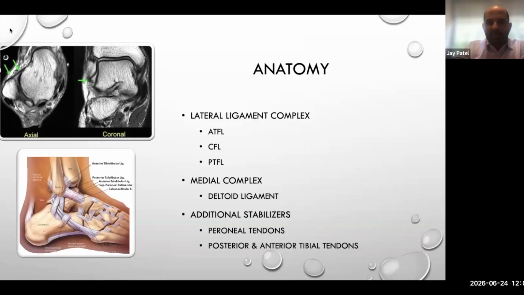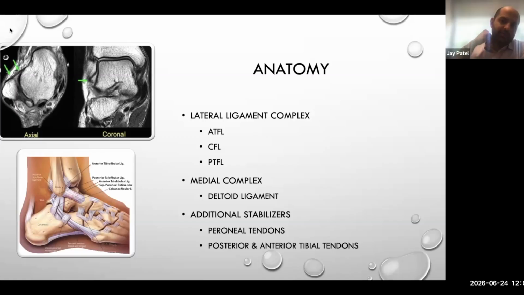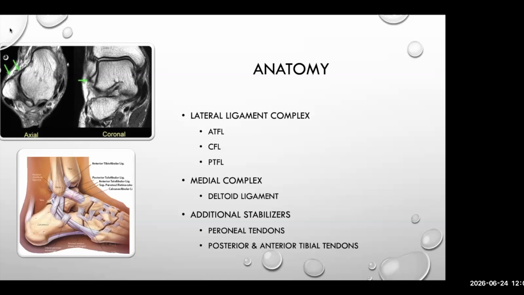Medially, you have your deltoid ligament. This has a superficial as well as deep layer. They both prevent valgus tilt. Deep is usually the main stabilizer.